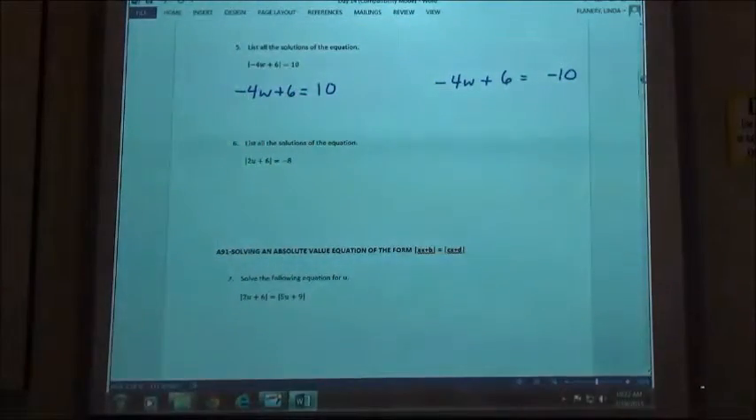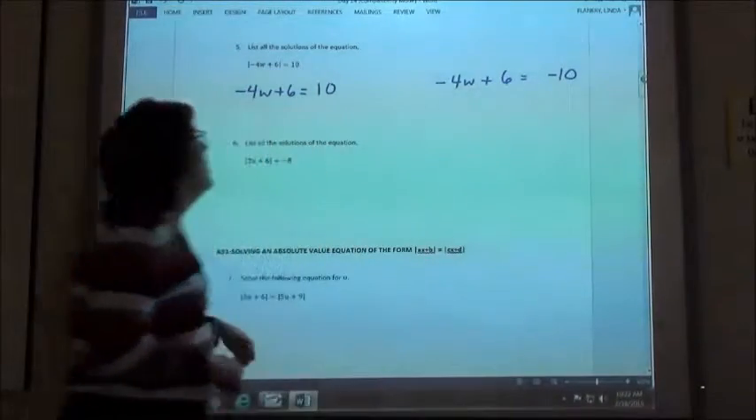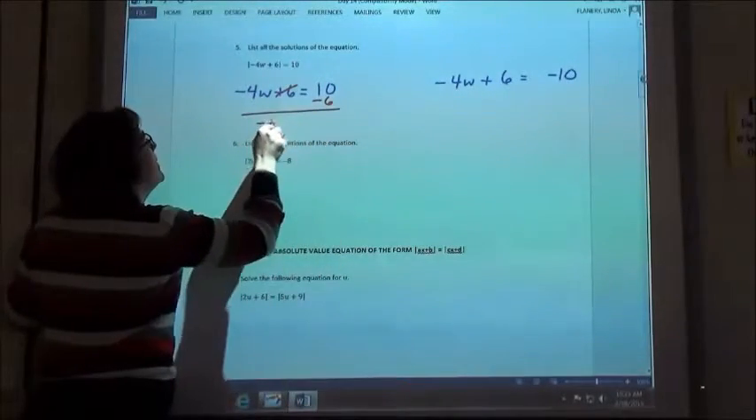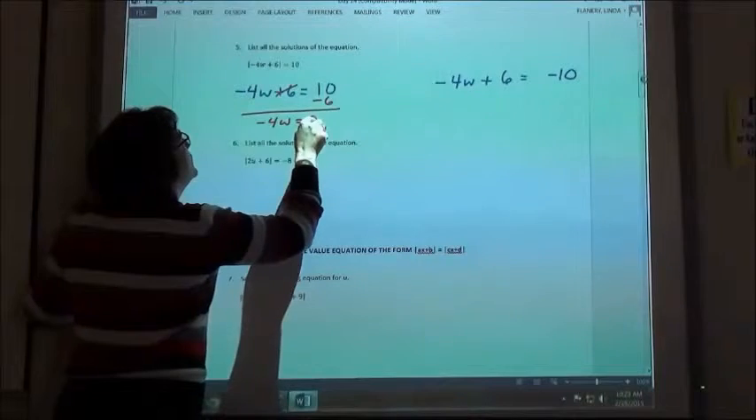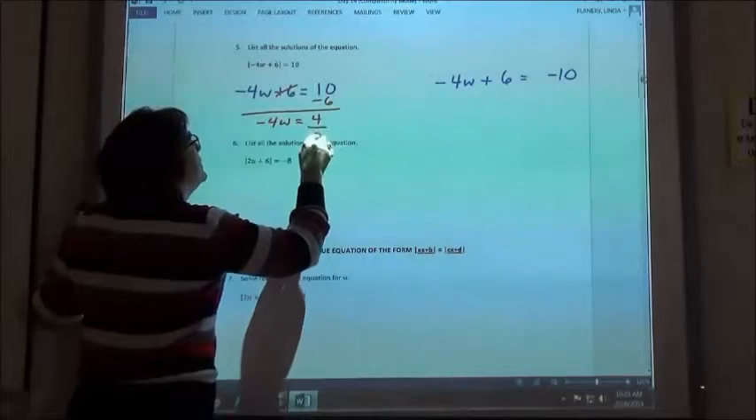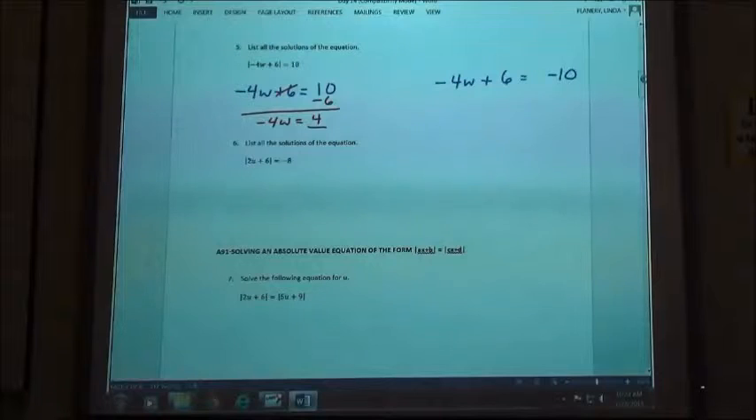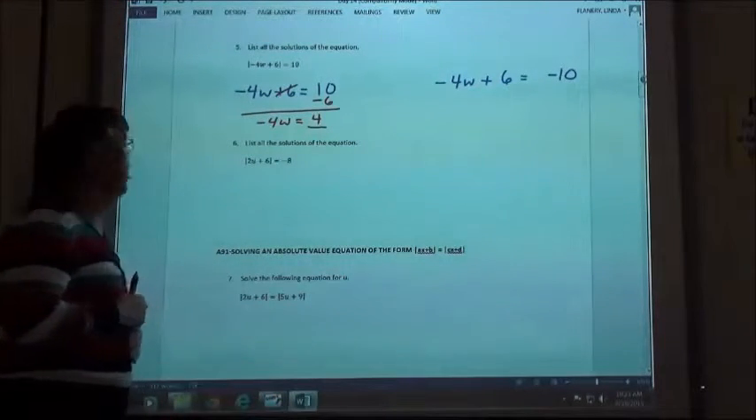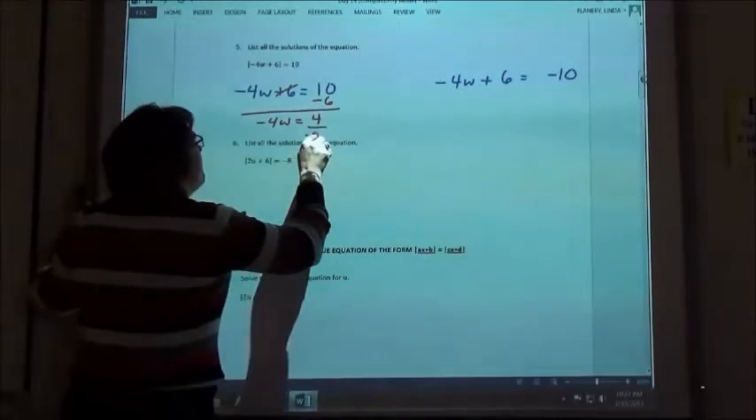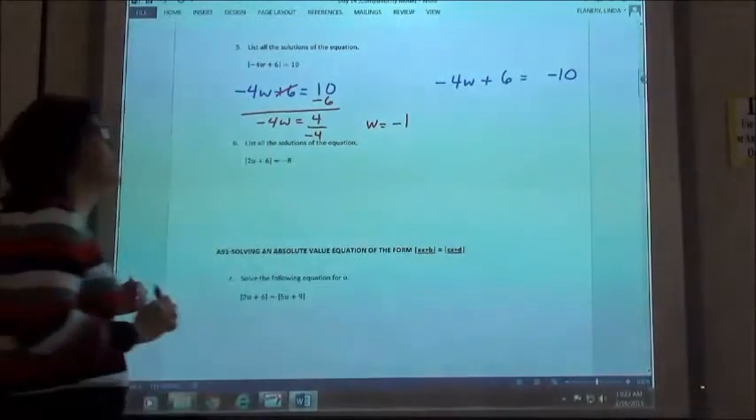Okay? And then we've got to solve those. So to solve the first one, we put negative 6 under the 10. And negative 4w equals 4. We didn't finish the first one though. We still have to solve that for w. You have negative 4w equals 4. Then we divide by negative 4. And so w equals, not 1, negative 1.